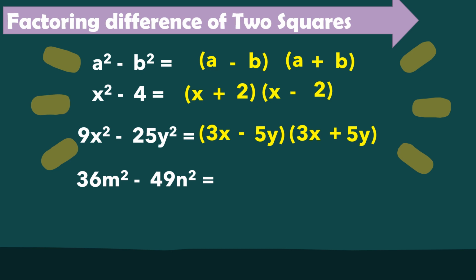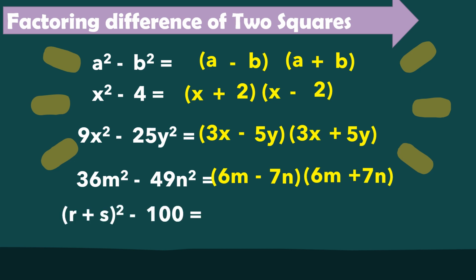Another example is 36m squared minus 49n squared. Square root of 36m squared is 6m, minus, 49n squared, the square root of it is 7n. The next factor is 6m plus 7n.